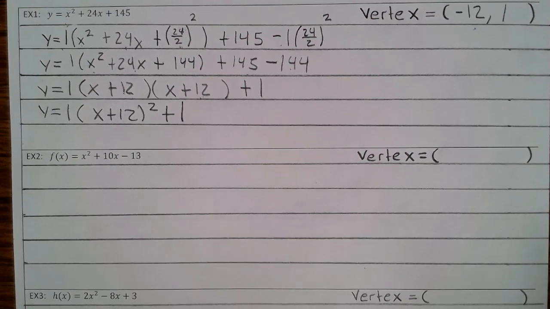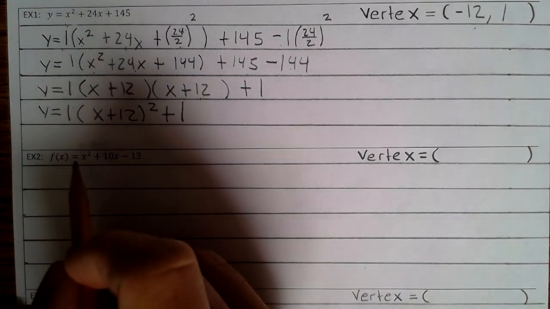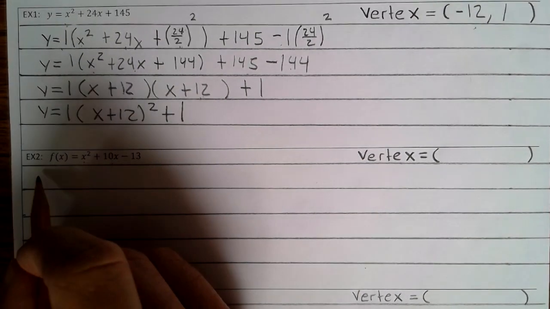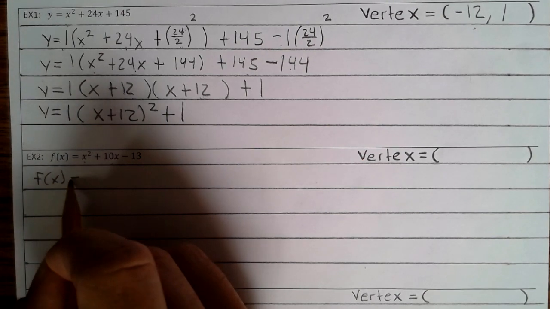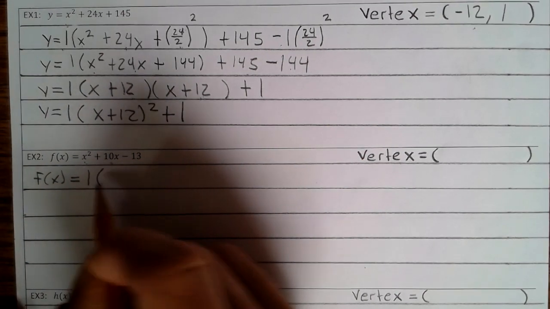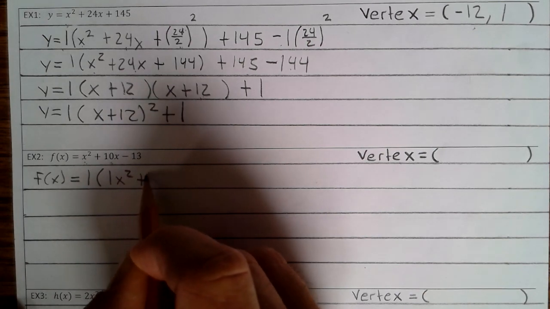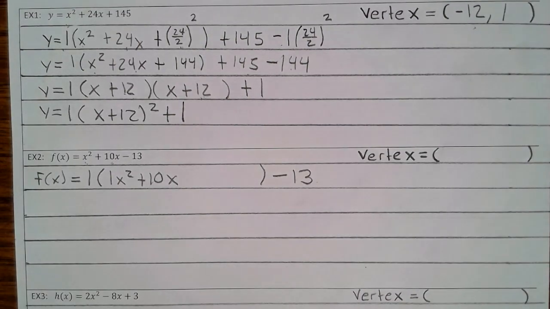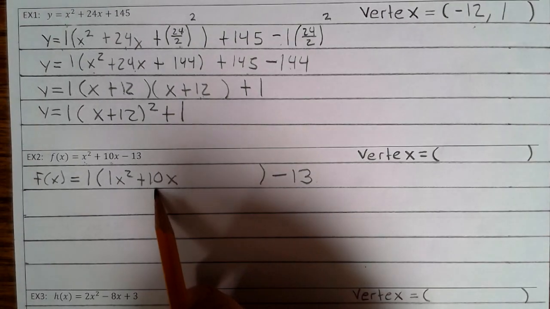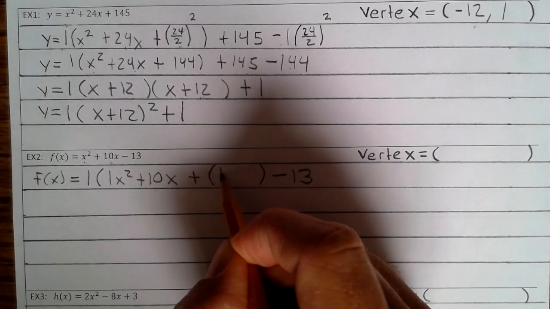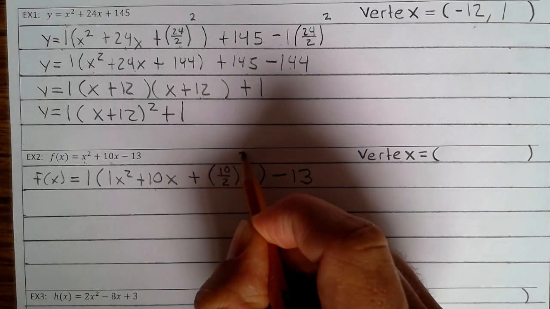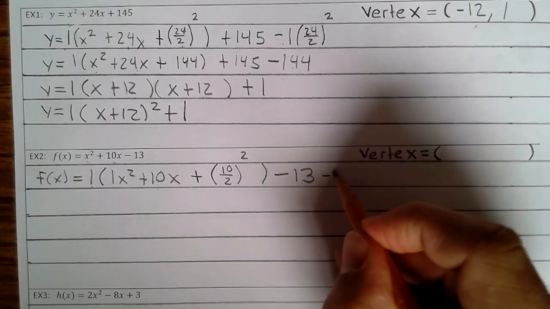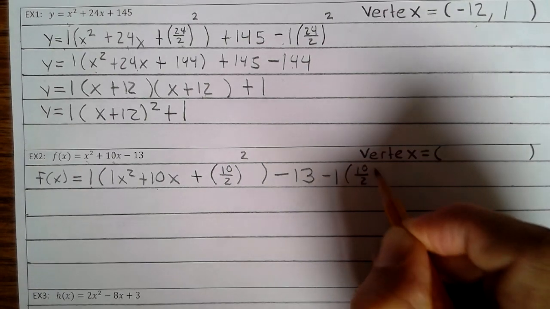All right, example 2. Okay, so we're going to factor so the coefficient of x squared is 1, which we do have. So then that's f of x equals, we're going to factor the 1 from the first two terms, 1, parentheses 1x squared plus 10x minus 13. Now, to complete the square, we're going to divide 10 by 2 and square it. So plus 10 divided by 2 squared. But you can't just add something, you have to subtract it back out. But you can't forget you're multiplying by 1. So minus 1 times 10 divided by 2 squared.